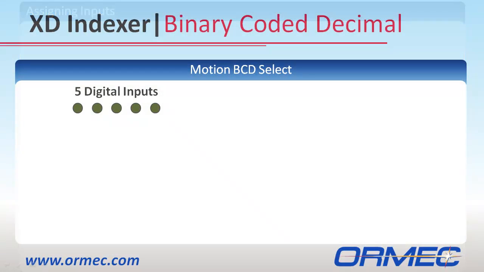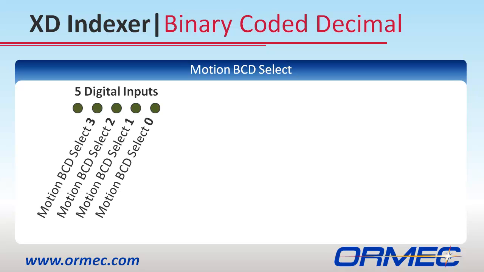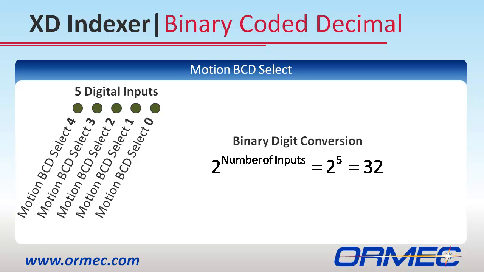Let's take a quick look at what BCD select is. The XD Indexer can use up to 5 inputs as binary code for any motion from 0 to 31. Let's use these LEDs to represent 5 different inputs on the XD Indexer. If we assign motion BCD select 0 through 4 to them, the XD Indexer can convert a binary code to a decimal number. 5 binary inputs can describe decimal numbers from 0 to 31.